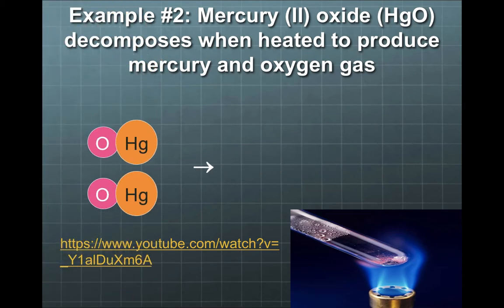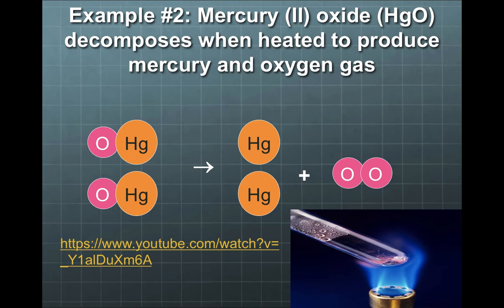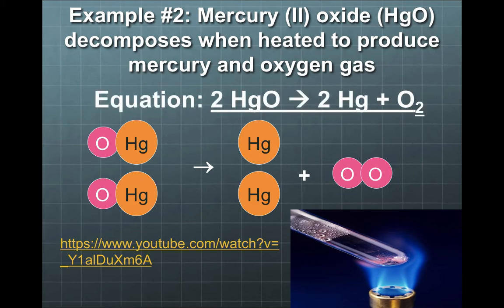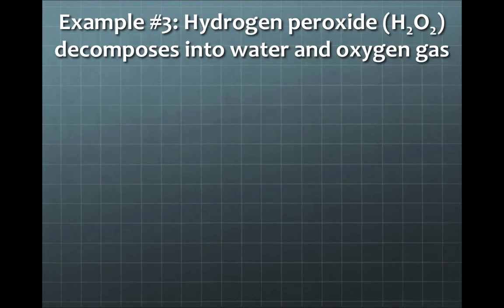This time I'm going to look at the atoms first. So you see the 2 compounds on the left-hand side. When we get to the right-hand side, they break apart. You have 2 separate mercury atoms and then 1 oxygen molecule. So when you write that out, 2HgO breaks apart into 2Hg plus O2. So 1 compound breaks into 2 elements. And there's a video there if you want to watch it, just to show you what this reaction looks like. Okay, and then last one, hydrogen peroxide decomposes into water and oxygen gas.